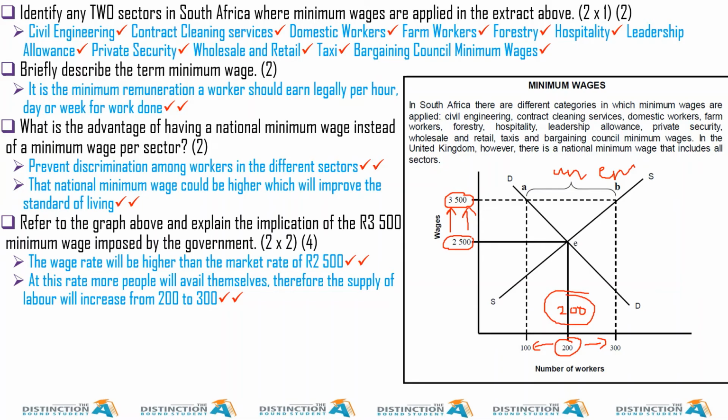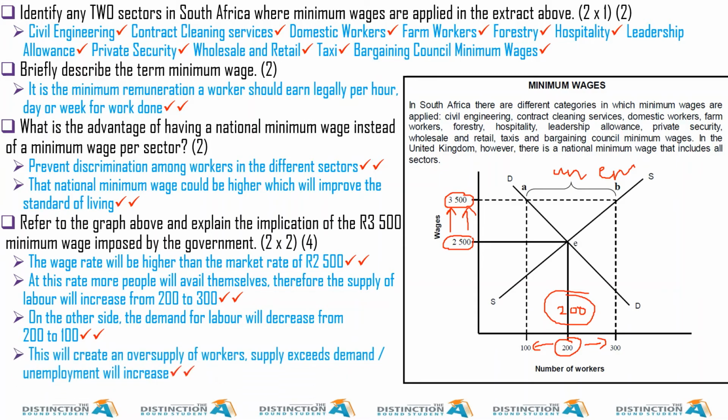All right, there we have it. The wage rate will be higher. At this rate, more people will avail themselves. Therefore, the supply of labor will increase from 200 to 300. On the flip side, the demand for labor will decrease from 200 to 100, because people are saying, oh yeah, we cannot afford it. So this will create an oversupply of workers.